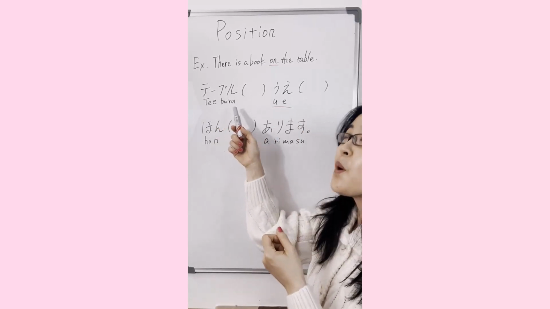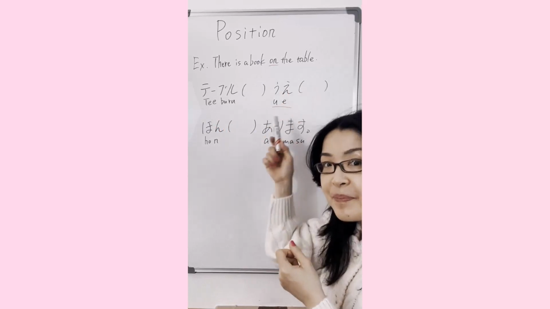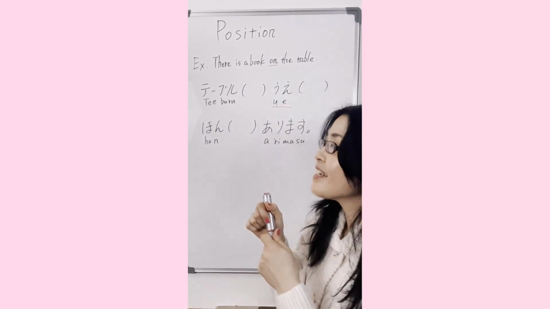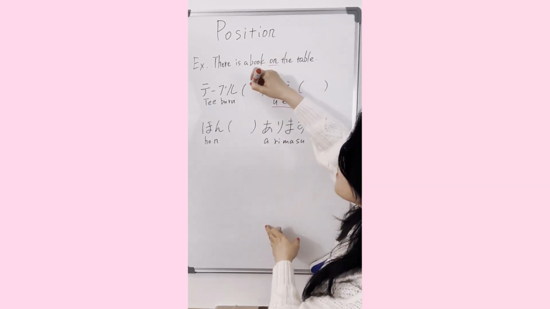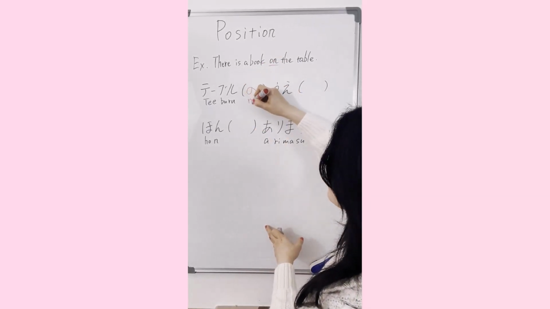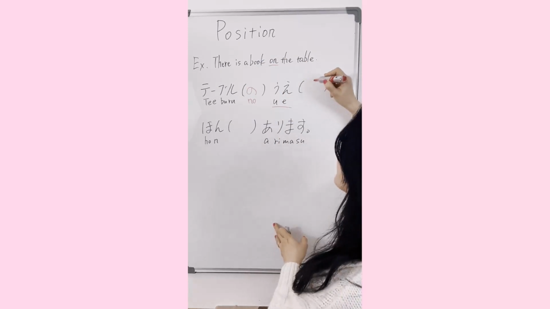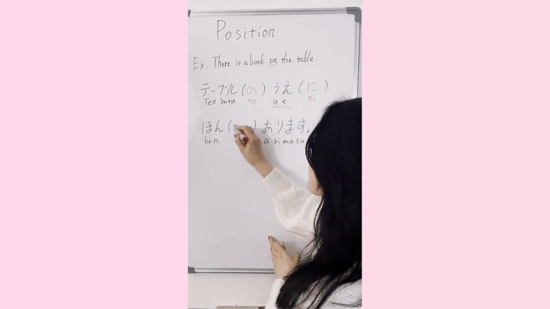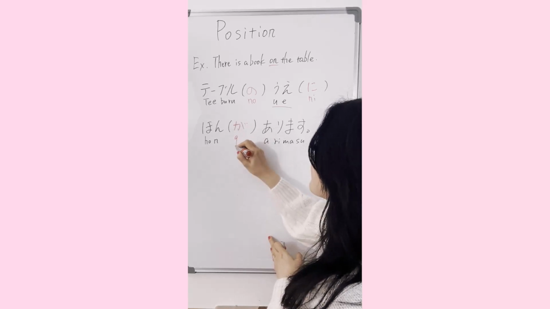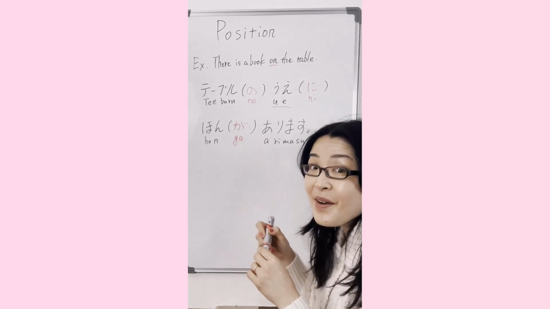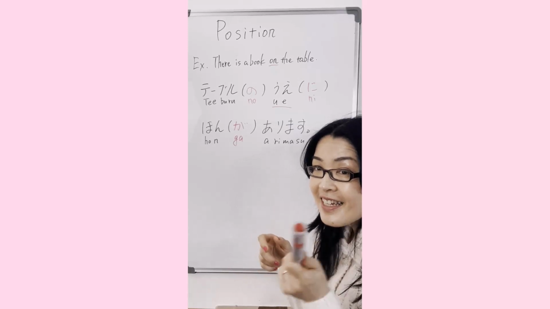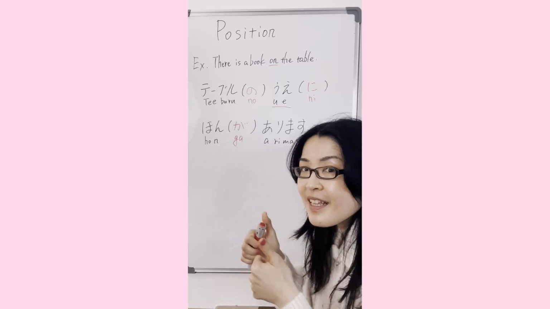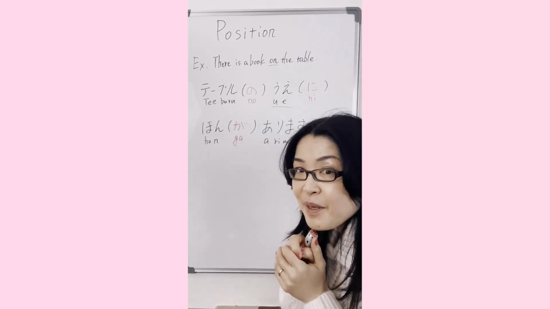テーブル、上、本、あります。How to do that? Okay? So, テーブルの上に本があります。Okay, did you get it? Did you get the correct answer? Well done! If you did it, please leave a comment, okay?